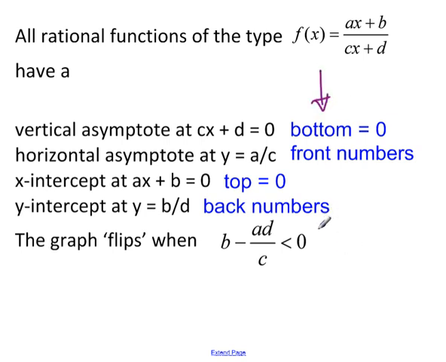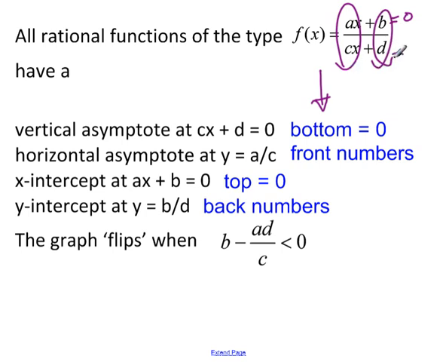It's just what I talked about, your vertical asymptote. Nobody really remembers all these letters necessarily. It's kind of tough. It's a lot to think about. So remember, our vertical asymptote's when you take your bottom and put it equal to 0. Our horizontal, those are those front numbers. These ones right here. Our x-intercept, that's when the top equals 0, right here, and our y-intercept are the back numbers here.